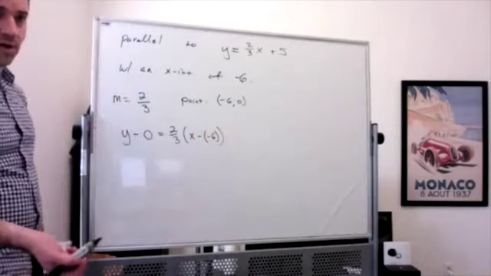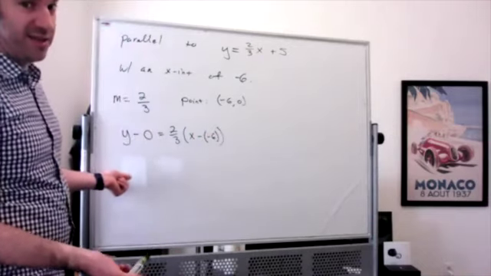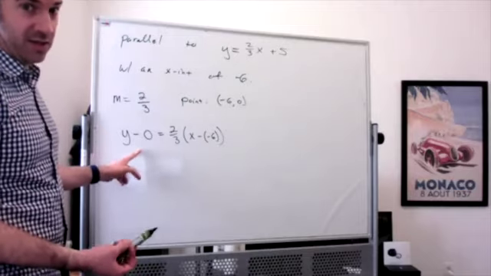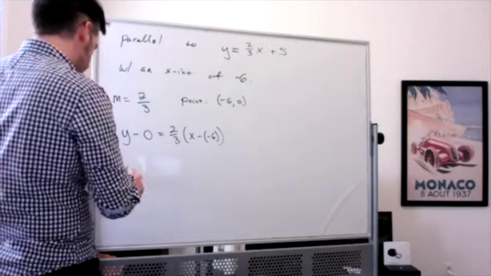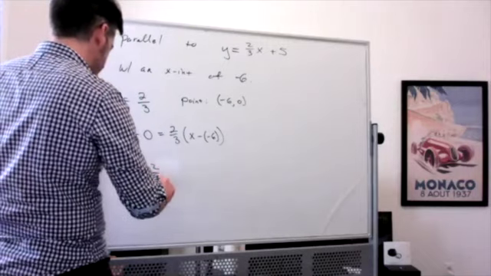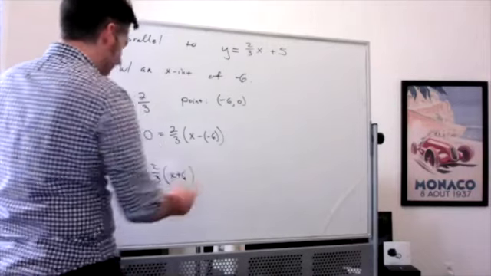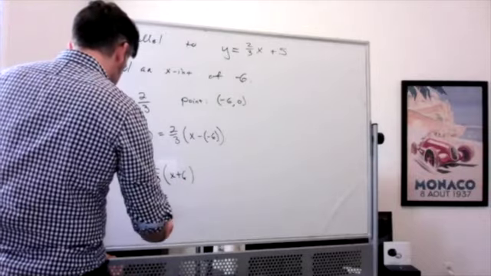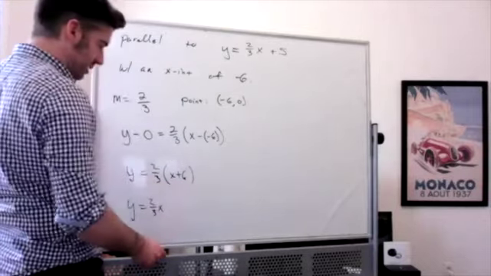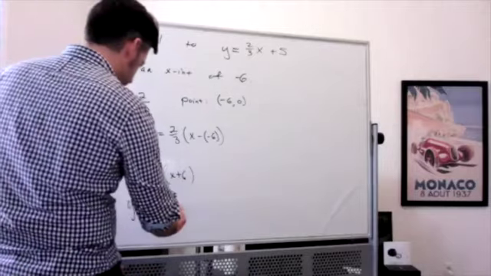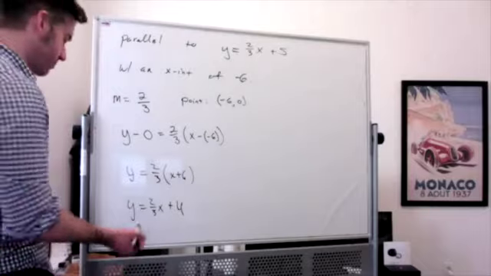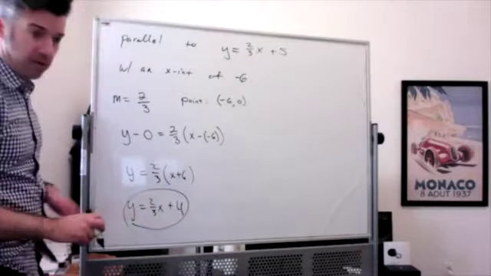While some people are fine with leaving it like this, I think in this case especially, since you've already got a 0 over here, it really makes sense just to rewrite this as y equal to 2/3 times x plus 6. And I would probably distribute the 2/3 here and say y equals 2/3 x, and then 2/3 times 6 is going to be 12/3, which is 4. So that's how we do that one.